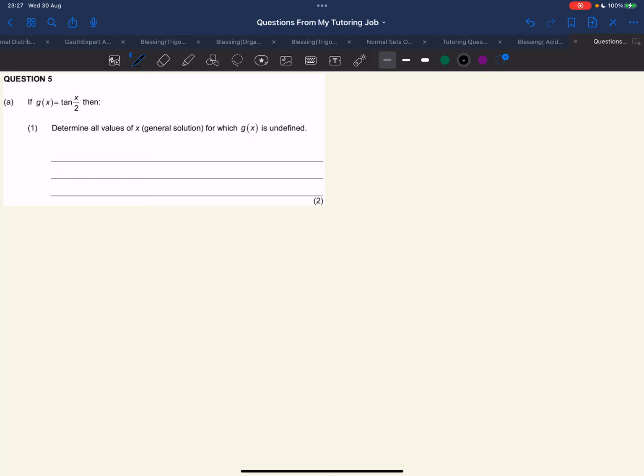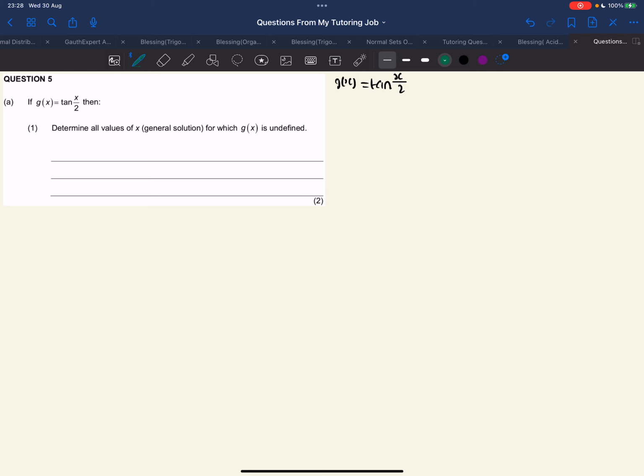Okay, right now in question 5a1, we are given that f equals g of x. If g of x equals tan of x over 2, then number 1, determine all values of x, general solution, for which g of x is undefined. Now the other thing that I need you to get here: we are given g of x as tan of x over 2, right?